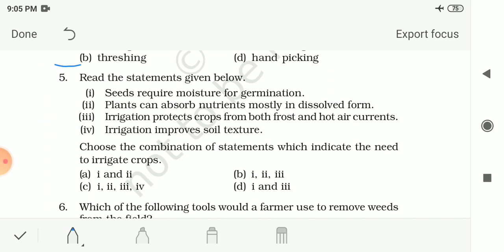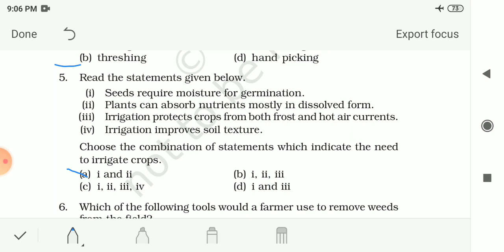Why are we irrigating crops? Which are the true statements related to this? Different options are given to you. Here your answer is option A. The first and second statements indicate the need to irrigate the crops. Irrigation is the supply of water to crops at regular intervals, as water or moisture is necessary for seed germination. That's why the first statement is connected to it, and also for growth and other physical processes.